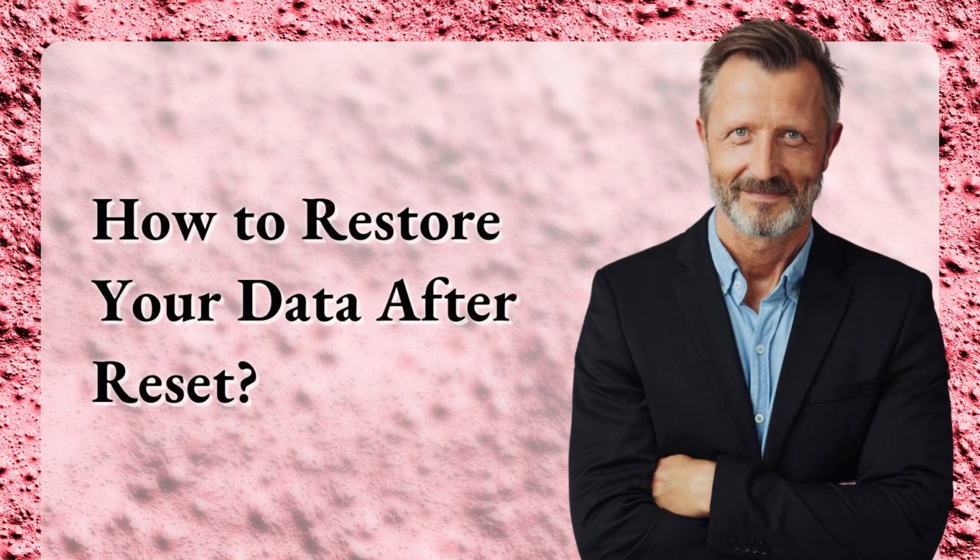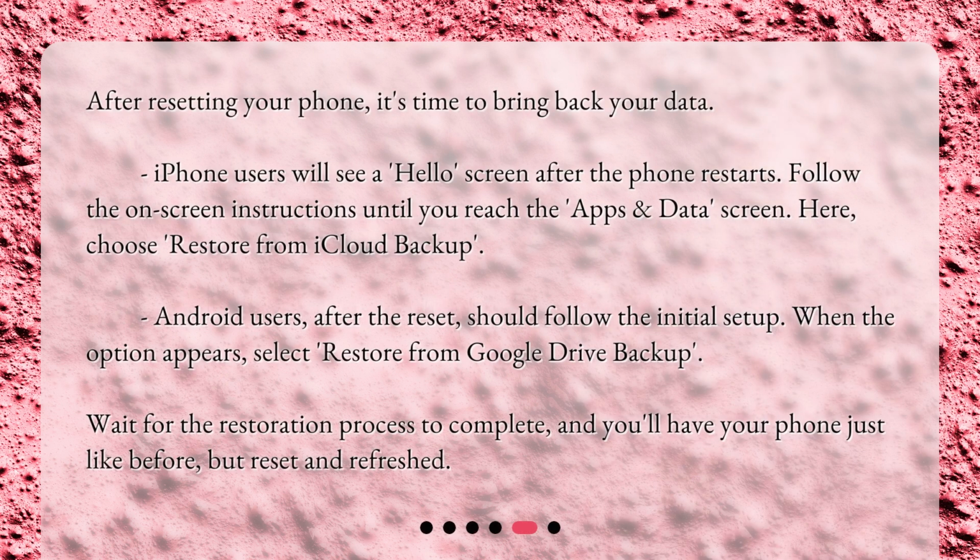How to restore your data after reset. After resetting your phone, it's time to bring back your data. iPhone users will see a Hello screen after the phone restarts. Follow the on-screen instructions until you reach the Apps and Data screen. Here, choose Restore from iCloud Backup. Android users, after the reset, should follow the initial setup. When the option appears, select Restore from Google Drive Backup. Wait for the restoration process to complete, and you'll have your phone just like before, but reset and refreshed.